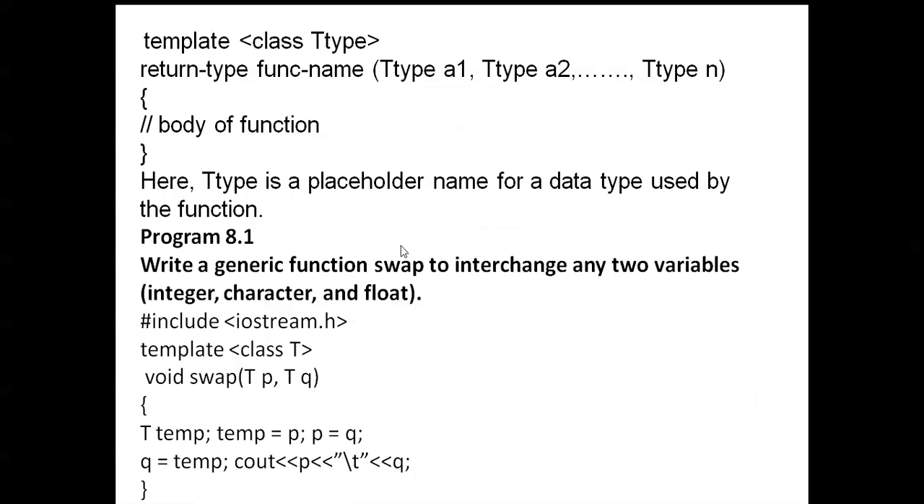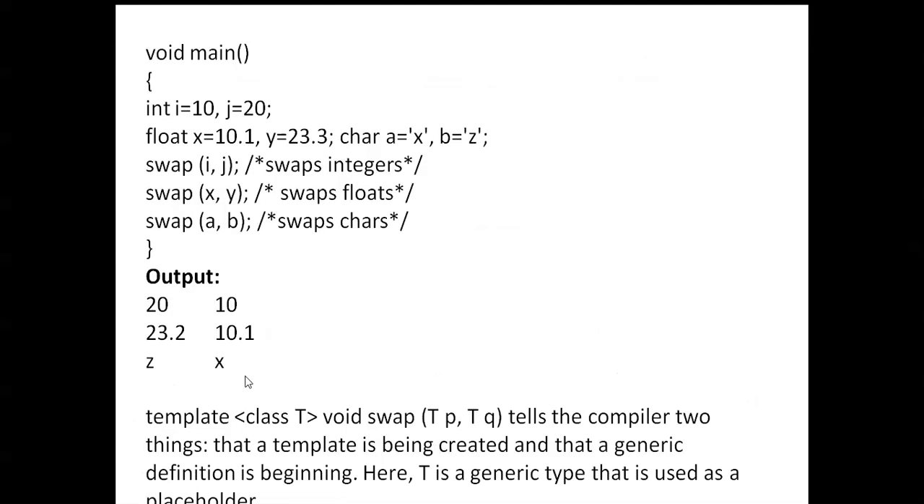Okay, write a generic function swap to interchange any two variables. Here we are interchanging the values. For example, int i is equal to 10, j is equal to 20, and those values are interchanged here.